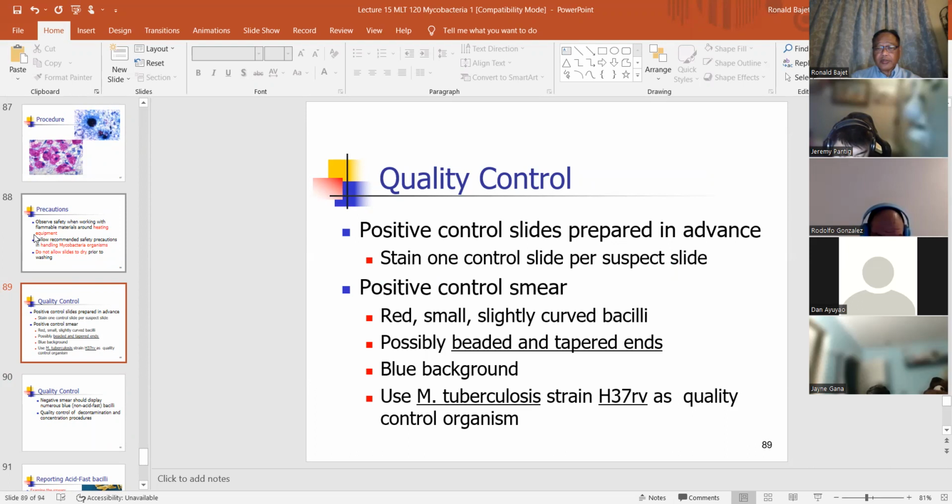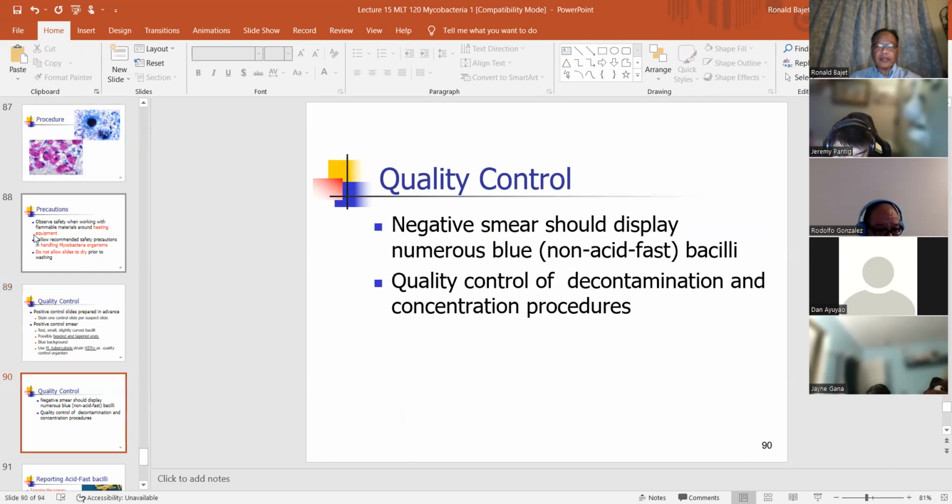I use M. tuberculosis strain H37Rv as the quality control organism. The negative smear review should display numerous blue non-acid-fast bacilli. QC of decontamination and concentration procedures.